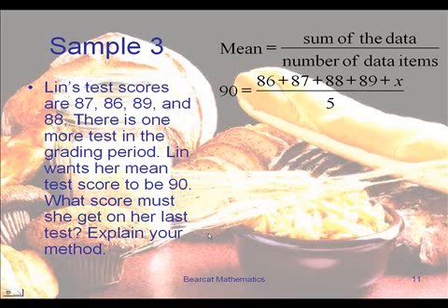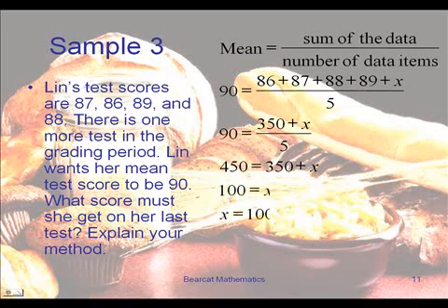So let's go ahead and try to solve for x here. We'll add up the 86, the 87, the 88, the 89. That's 350, plus the score she hasn't gotten yet, and still divide by 5. So what we're trying to do now is just solve for x. So let's multiply both sides by 5 to get that out of the denominator. So 450 equals 350 plus x, and subtract the 350 away. So it looks like she needs to get 100 on her last test in order to get her A-.